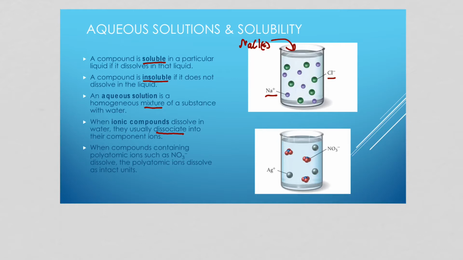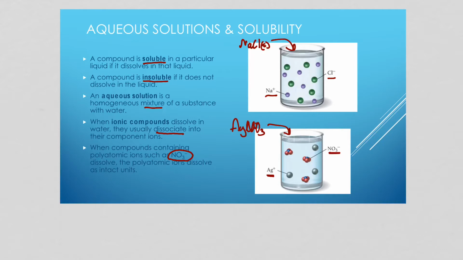Now, if it's an ionic compound that contains a polyatomic ion, such as nitrate here, it's important to understand that those polyatomic ions will stay intact when they dissolve. So if I dissolve silver nitrate into water, I end up with silver positive ions and nitrate negative ions floating around. So those polyatomic ions stay together when we dissolve them, right? So they behave just as if they were an atomic ion.